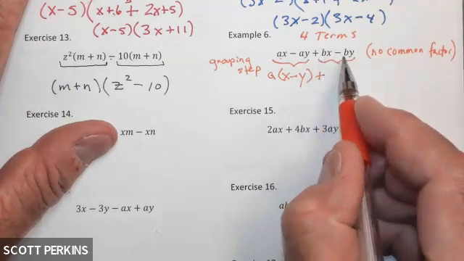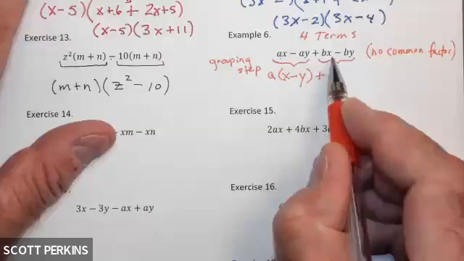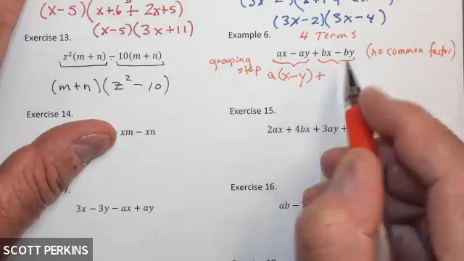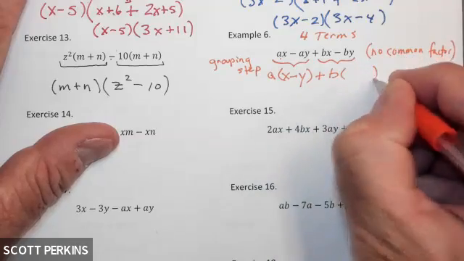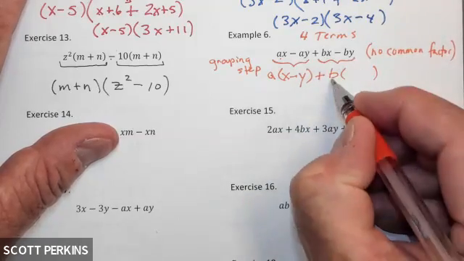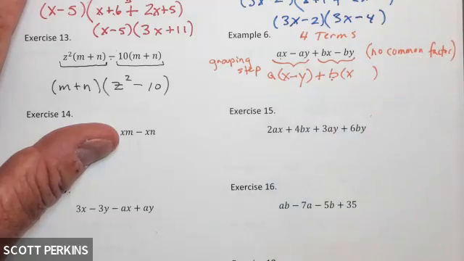Now, the second pair of terms, do they have anything in common? That is true, the B. And so BX, when I factor out the B, I have X left over, and then negative BY, when I factor out the B, I have negative Y left over. There it is.